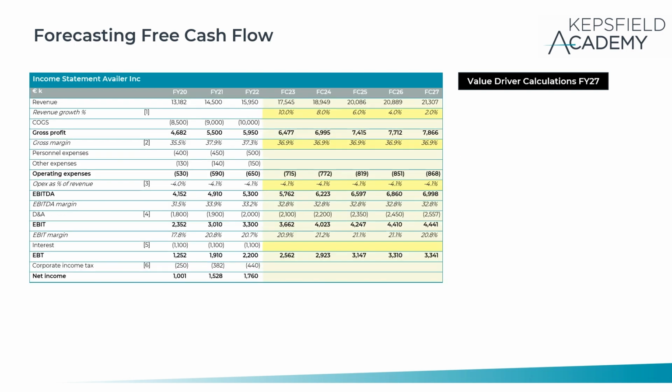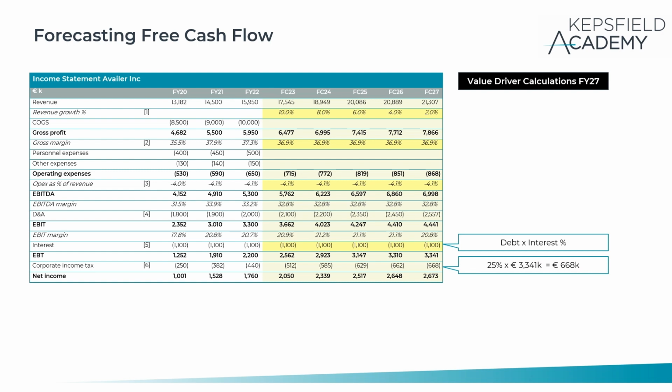The remaining items below EBIT are interest expenses and corporate income tax. Interest expenses are based on the interest-bearing debt on the balance sheet multiplied by the interest rate. As debt is projected to remain stable, interest expenses are projected in line with the expense in the period 2020 to 2022. Corporate tax is calculated by multiplying the earnings before tax, or EBT, by the historical effective tax rate of 20%. Based on these assumptions and calculations, we now arrive at a net income of $2.7 million in 2027.